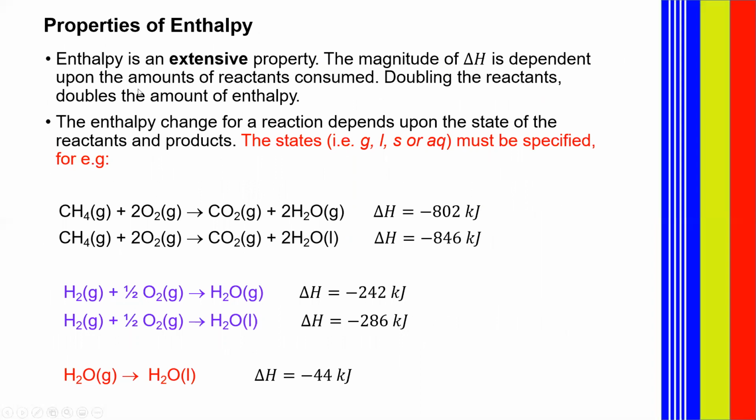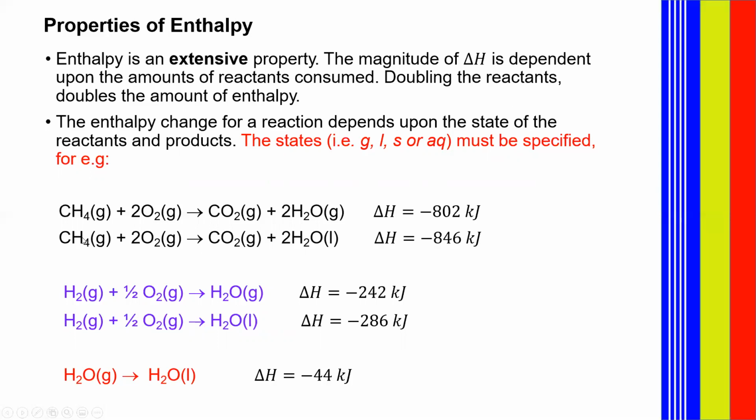So enthalpy is an extensive property, so it depends on the amount of the reactants. Doubling the reactants doubles the amount of enthalpy, and it also depends on the state of the reactants and products, whether it's a gas, liquid, solid, or aqueous. That has to be specified.